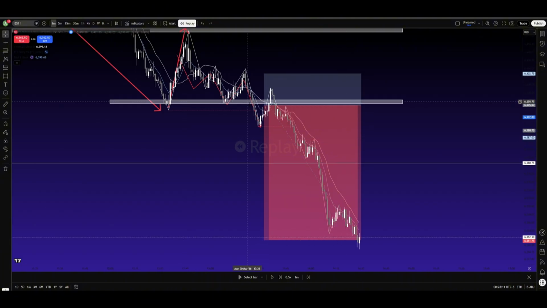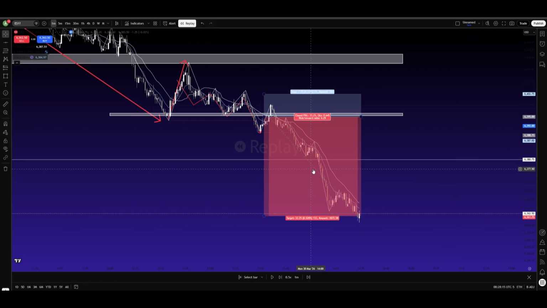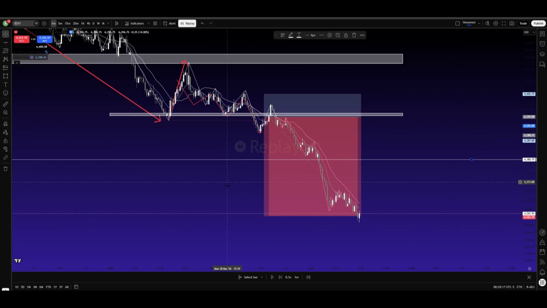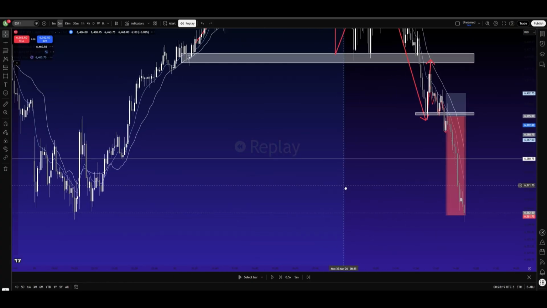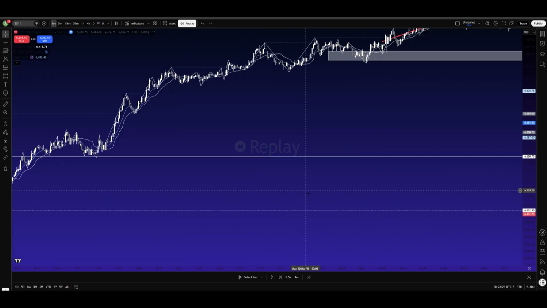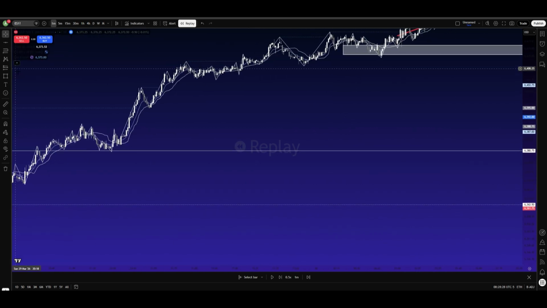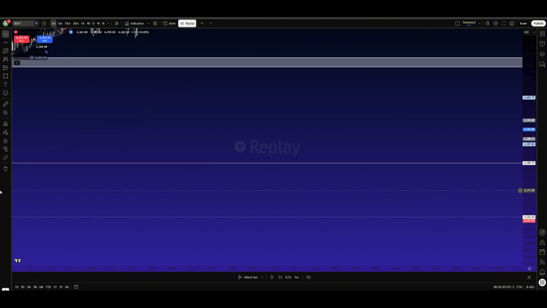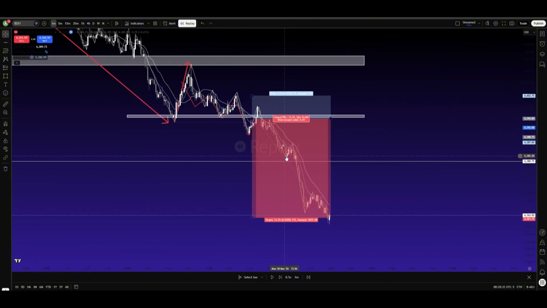I mean, what can I say? Just absolutely rallied to the downside. Remember this zone that I marked up earlier, right? This previous support zone. We can see it over here too. Yeah, right here. Well, it did cause us a little bit of trouble, right?